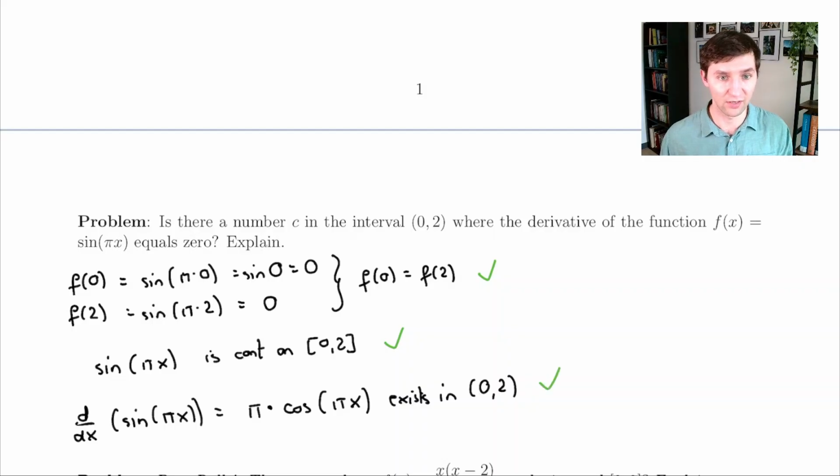All three conditions are satisfied, which means there is some number c where the value of the derivative is 0. There is some number c between 0 and 2 where the value of the derivative is 0.